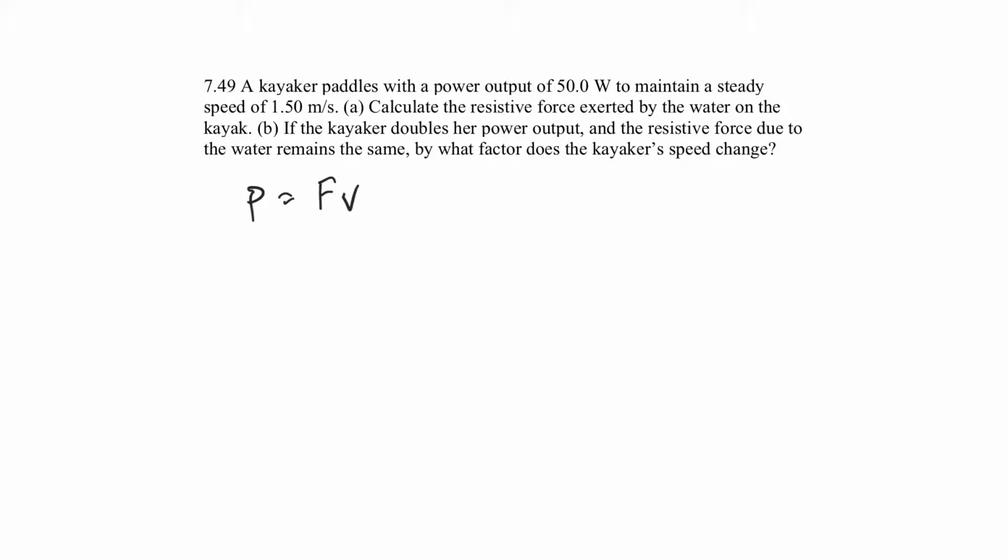So in this case, I already know that v is 1.5, and I already know that 50 is my number of watts. So I can figure out the force already. I'm just going to divide by velocity. So 50 divided by 1.5, and I'm going to have force equals 33 newtons. Okay, 33 newtons. All right, so here's your first question.